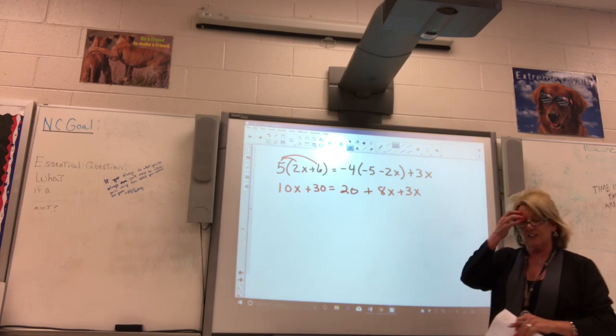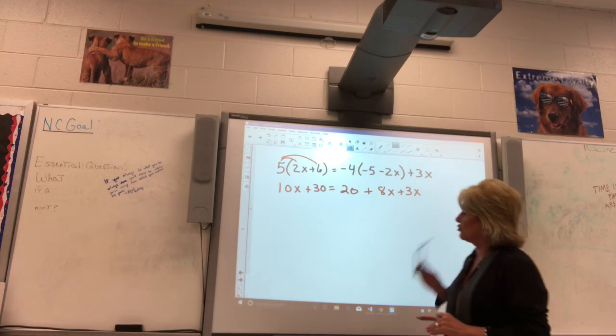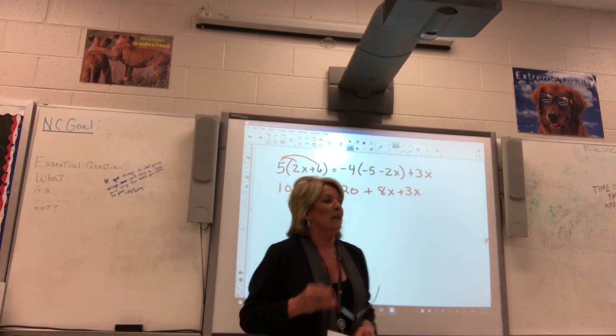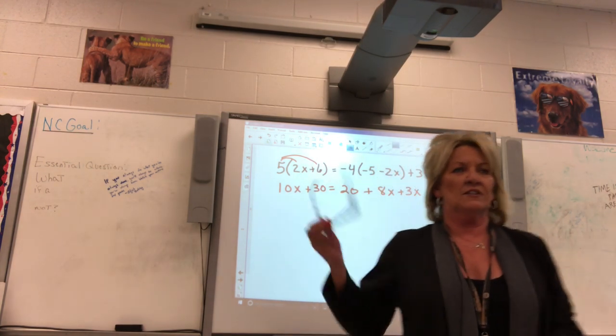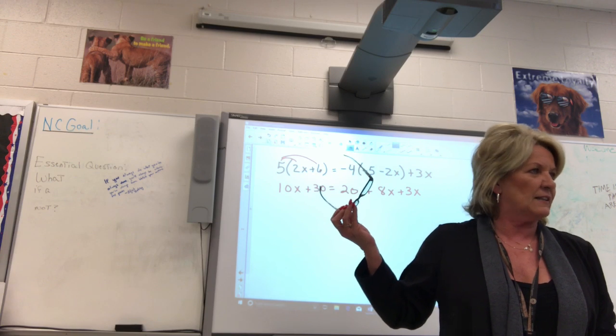Okay, so we have done the first step. When we distributed, that got rid of the parentheses. There's nothing more to distribute. The next step says clear fractions if necessary. Do you see any fractions? No. So we don't need to worry about that step. We can move to the next step.